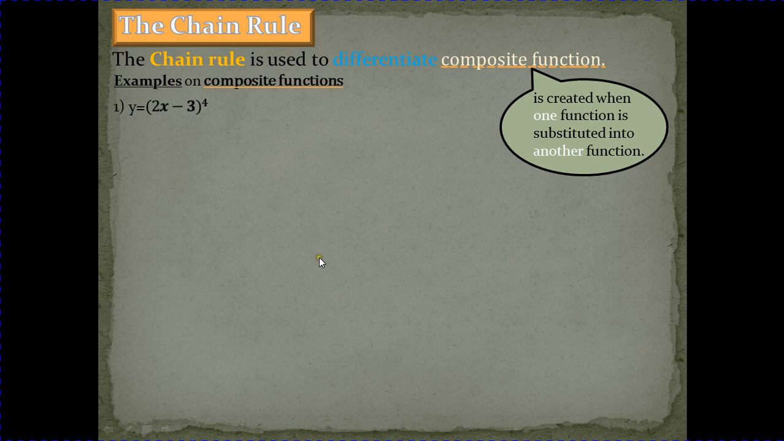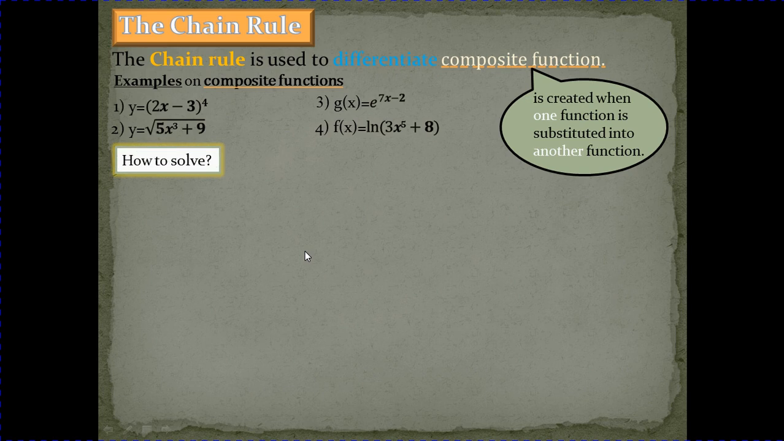y equals bracket 2x minus 3 whole power 4, y equals square root of 5x cubed plus 9, g of x equals e power 7x minus 2, f of x equals ln of 3x power 5 plus 8. All of them are composite functions. But how to solve? How to get the differentiation? Let's see, find the first derivative, y dash or dy by dx.